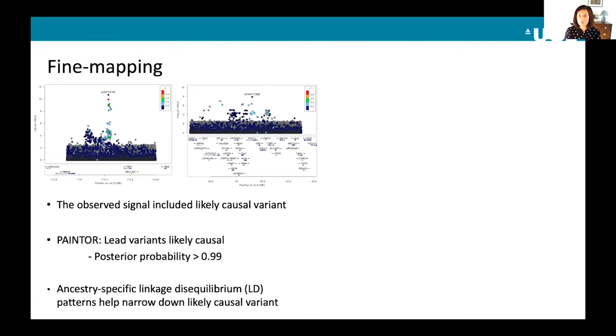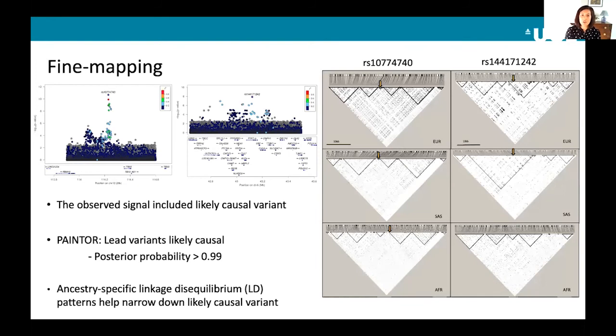Now, we know that different populations display different patterns of linkage disequilibrium, or LD, which is when alleles are more likely to be inherited together than by chance. These different patterns of LD can be very useful to narrow down association signals and are commonly used in transethnic meta-analyses. This figure illustrates data from the 1000 Genomes Project for European, South Asian, and African populations at both of the genome-wide significant loci.